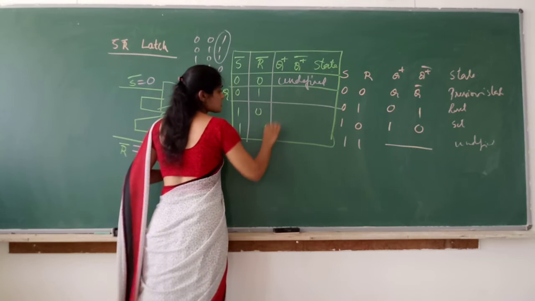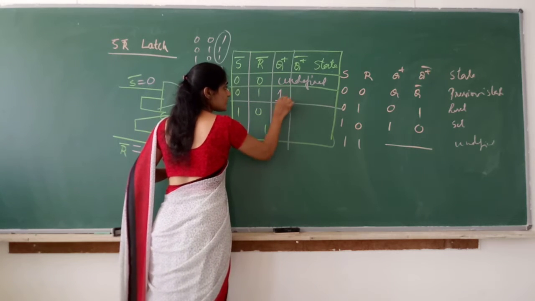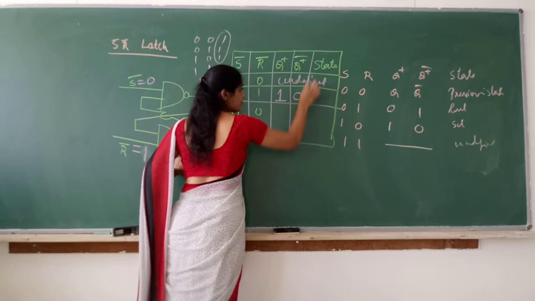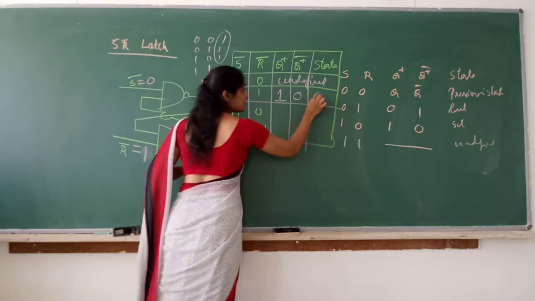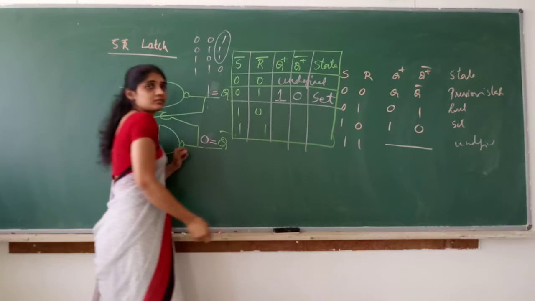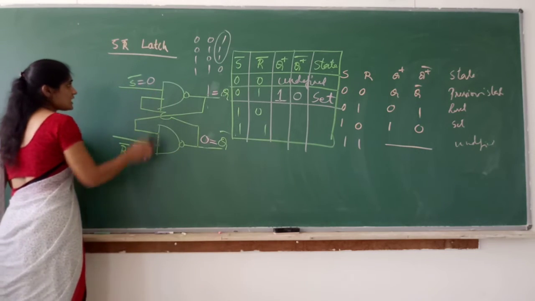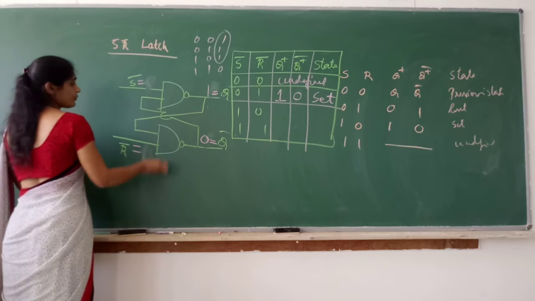0, 1, what is Q plus? Q plus was 1. What is Q plus bar? 0. So 1. Q plus we are getting as 1. That means what? Set. Correct? Similarly, S bar is 1 and R bar is 0.